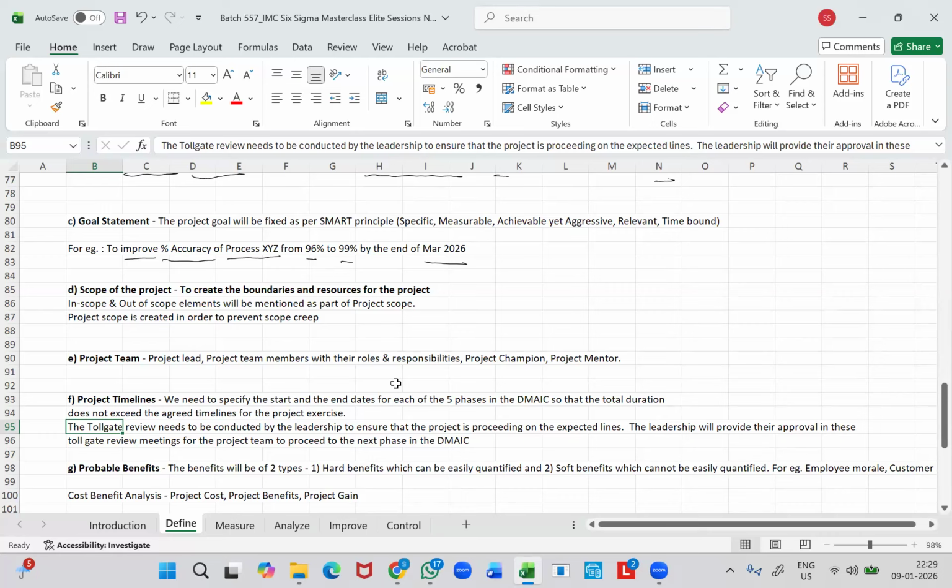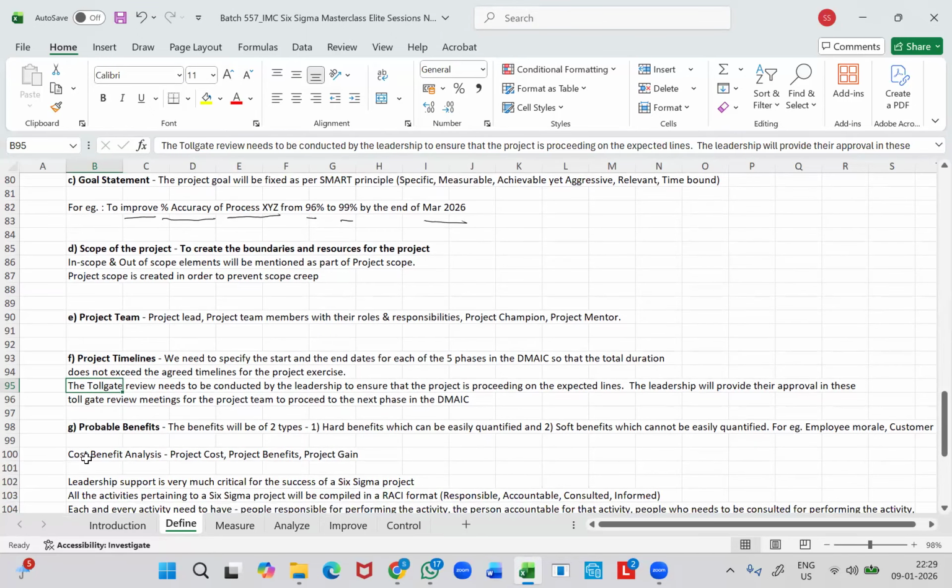So we need to ensure that the sustained leadership support is there till the end of the project exercise. And one of the platforms where the leadership can demonstrate their interest in that Six Sigma project is by participating in these tollgate review meetings. So very, very important. The leadership will provide their approval in these tollgate review meetings for the project team to proceed to the next phase in the DMAIC approach.